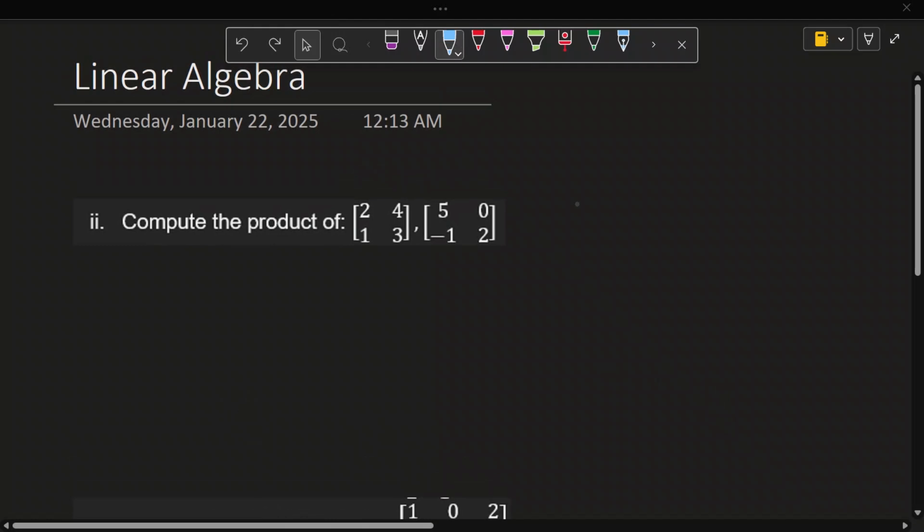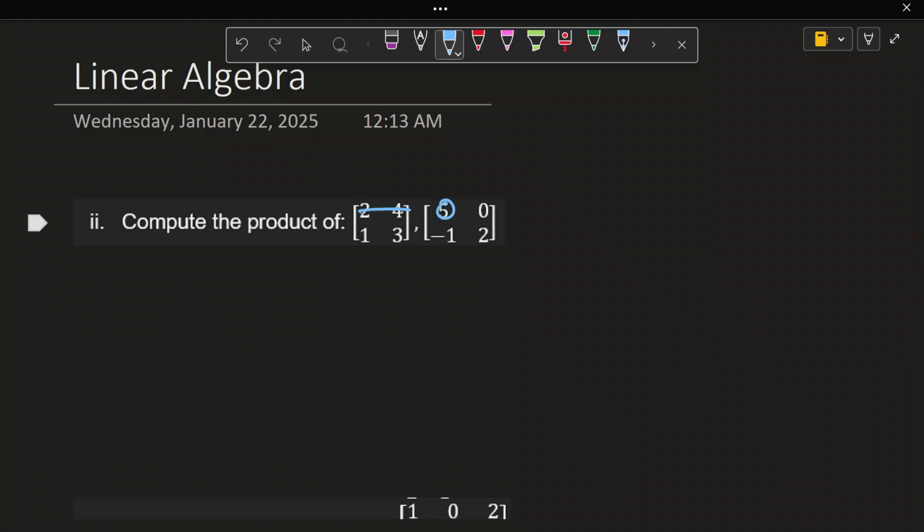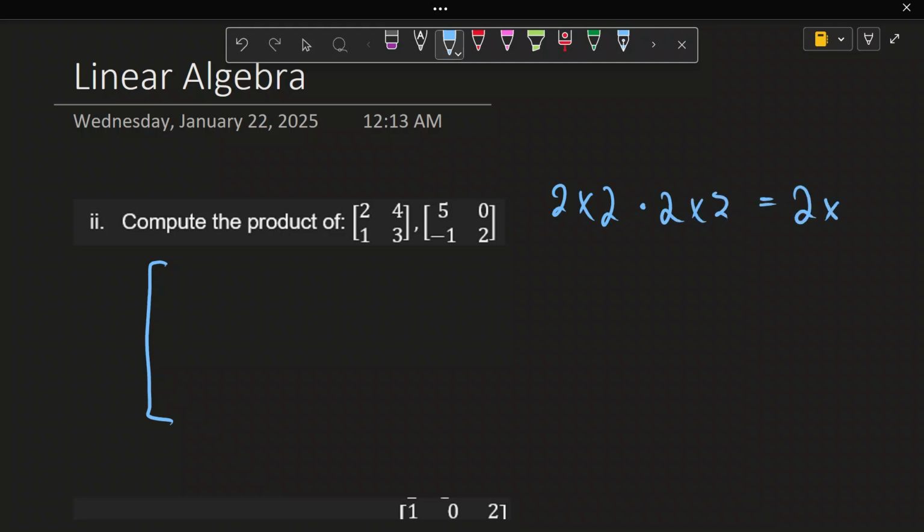You'll have to know how to do addition, subtraction, multiplication, and division of certain square matrices. For this, you have to do row times column. So 2 times 4, or not 2 times 4, 2 times 5 plus 4 times -1. What we're going to get is a new matrix: a 2 by 2 matrix times a 2 by 2 matrix is equal to a 2 by 2 matrix.